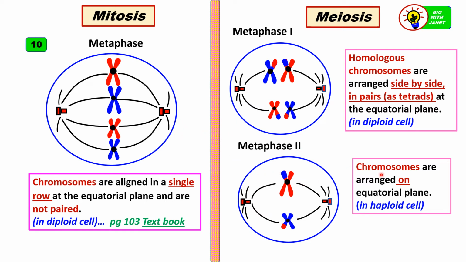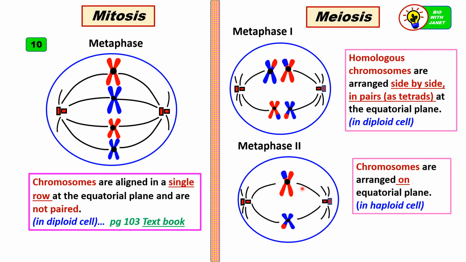Now, in metaphase 2, we can state that chromosomes are arranged or aligned on the equatorial plane. It's also like a single file, just like metaphase. But there's one big difference. The difference is that for metaphase 2, the cell is a haploid cell. Okay? It's a haploid cell. Whereas for metaphase, the cell is a diploid cell. Okay? So how to differentiate?